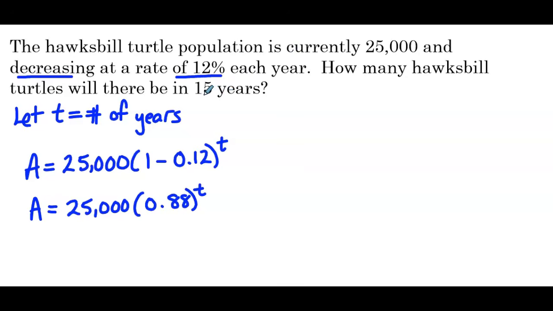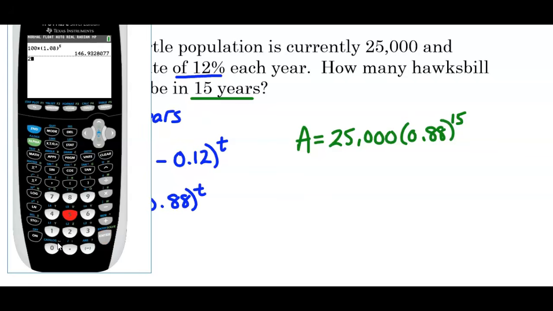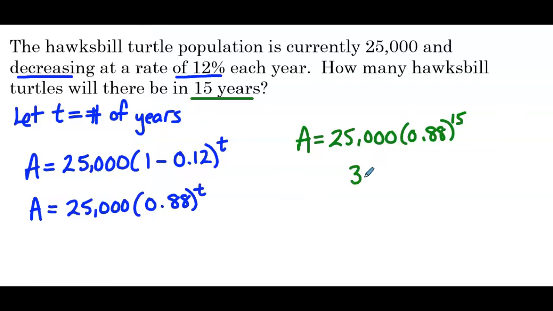And we're trying to figure out how many turtles there are in 15 years. So we're going to plug 15 in for t. So 0.88 to the 15th. Again, we'll need our calculator. So 25,000 times 0.88 to the 15th, and we hit enter. So we get 3,674.34.